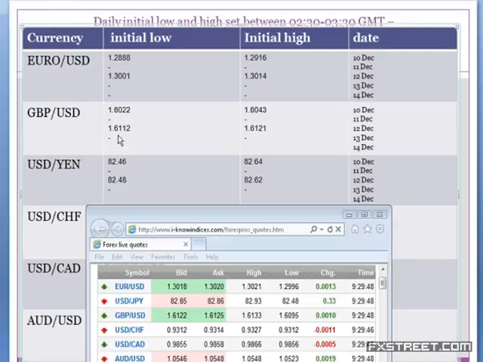Now in the case of GBP, 1.6112 was the initial low. They made a downward stop up to 1.6095, and the high was 1.6121 around 3:30 GMT. They went up to 1.6133.